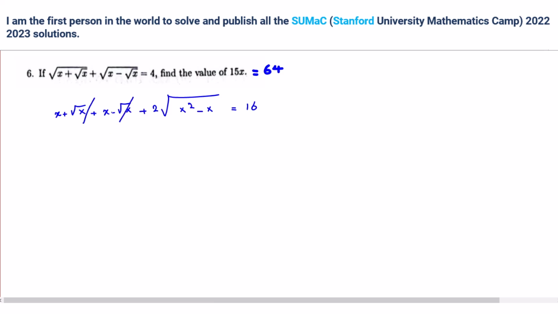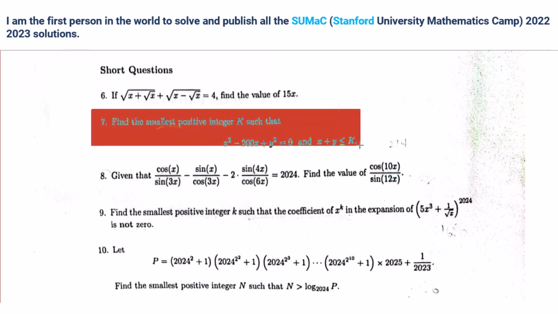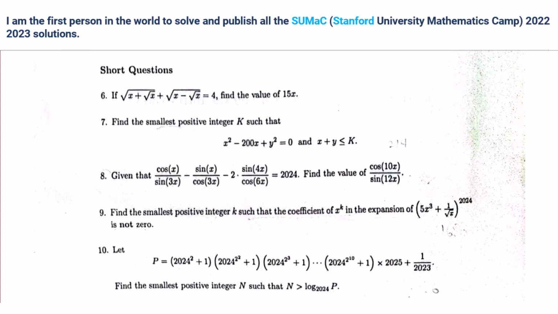Okay, we can cancel this, and then we can say 2 times the square root of x squared minus x is equal to 8 minus x, right? Yes. So if we raise to the power of 2, 4 times x squared minus x is 64 plus x squared minus 16x. Then you can cancel this part. Then 16 minus 1 is 15x is 64. Finished, right? Yes. Good job. Your answer was correct. Now problem 7.